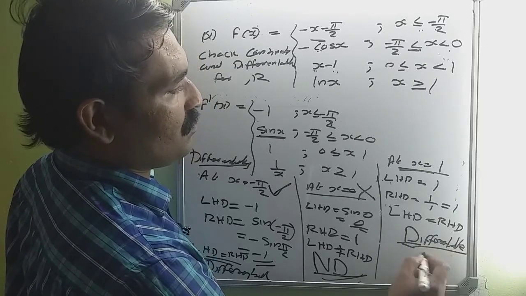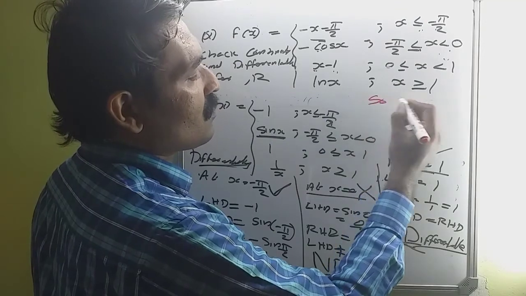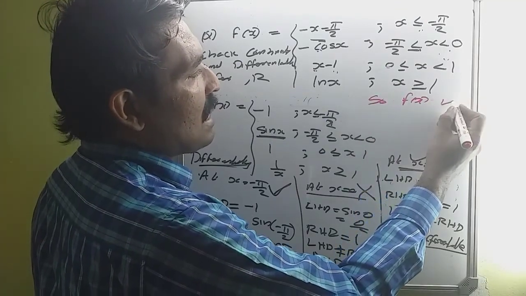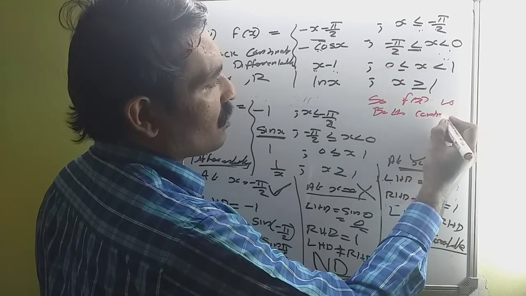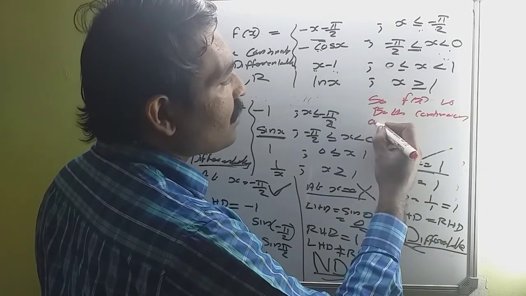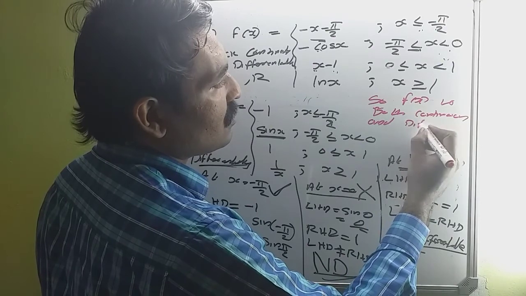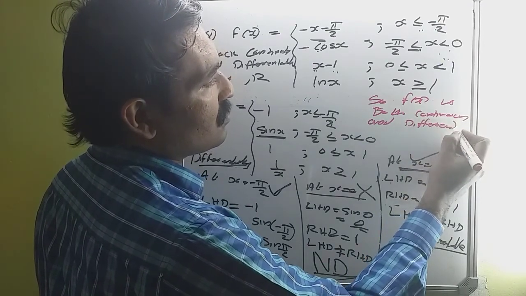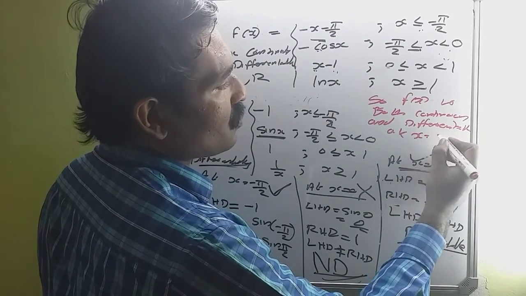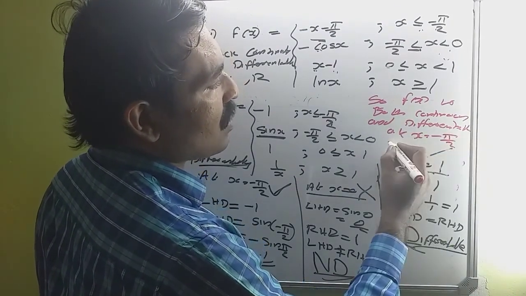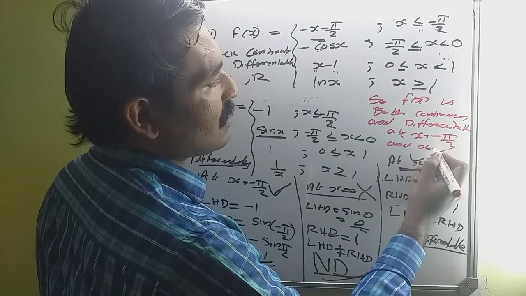Differentiable at x is equal to 1. So f of x is both continuous and differentiable at x is equal to minus pi by 2 and x is equal to 1.